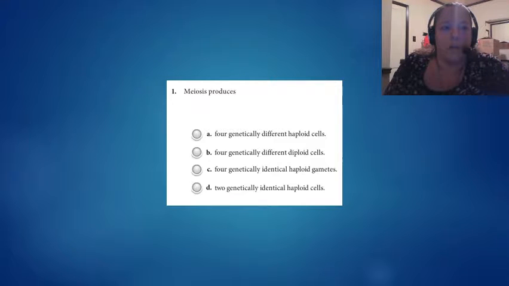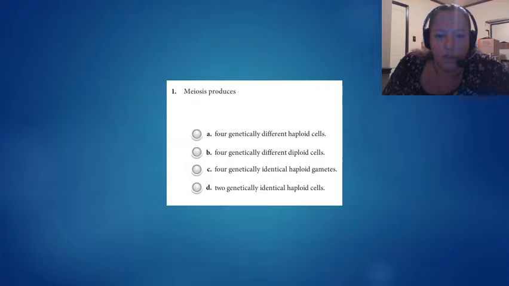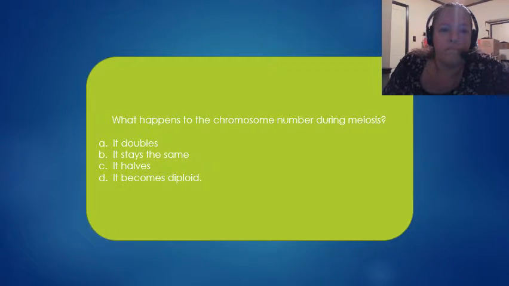So here's a quick quiz. Meiosis produces A, 4 genetically different haploid cells, B, 4 genetically different diploid cells, C, 4 genetically identical haploid gametes, or D, 2 genetically identical haploid cells. What happens to the chromosomes during meiosis? A, it doubles, B, it stays the same, C, it halves, or D, it becomes diploid.